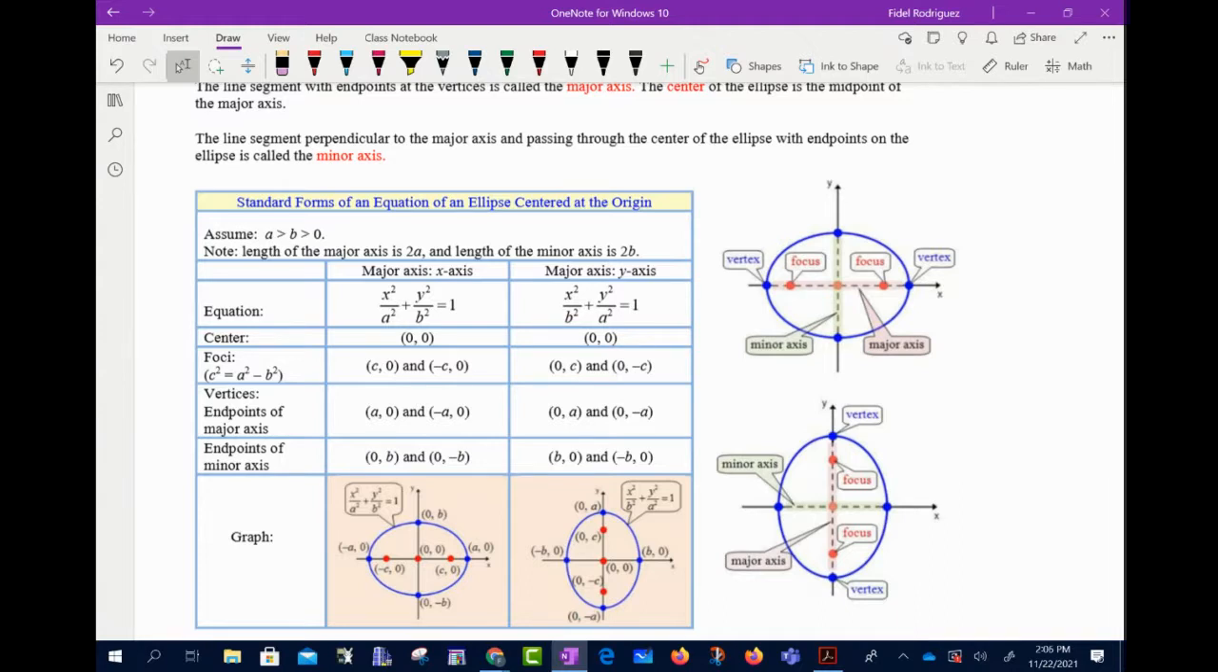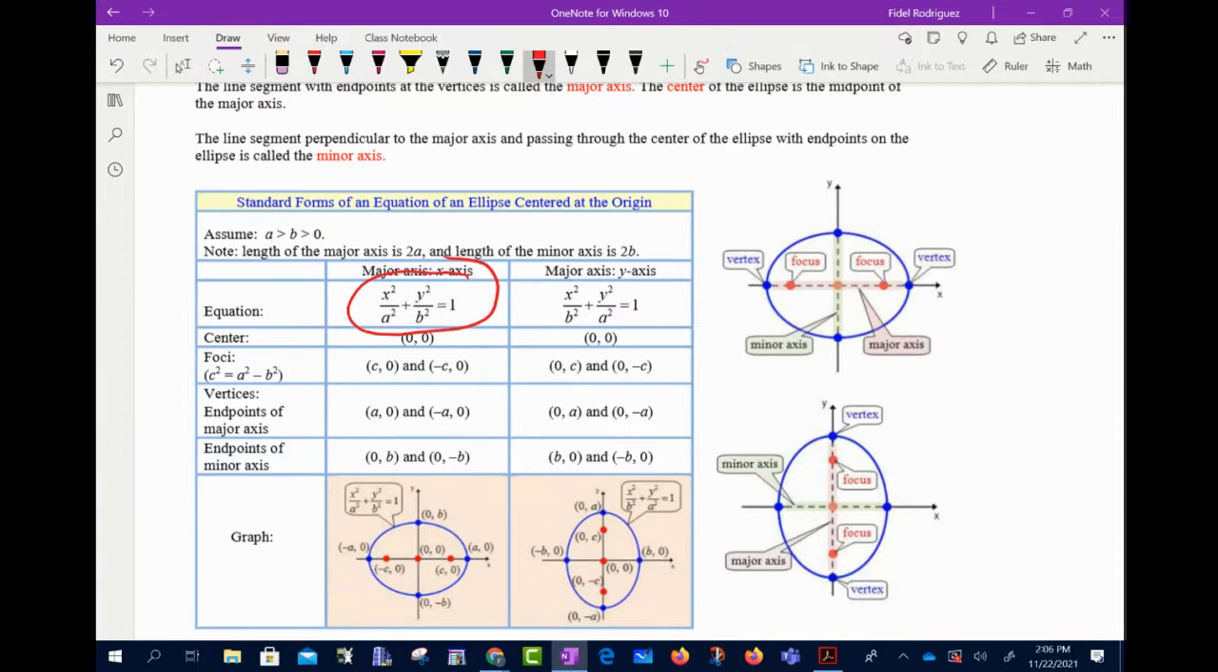So the first part says, assume a is bigger than b and it's bigger than 0. So what does that mean? That means a and b are positive numbers because they're both greater than 0, but a is bigger than b. If a is bigger than b, then when we have this form, x squared over a squared plus y squared over b squared is equal to 1, the center is at the point 0, 0.